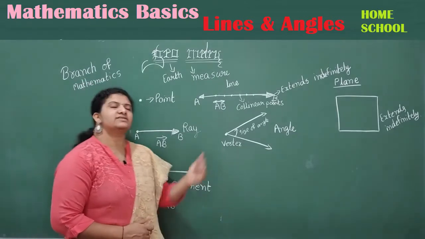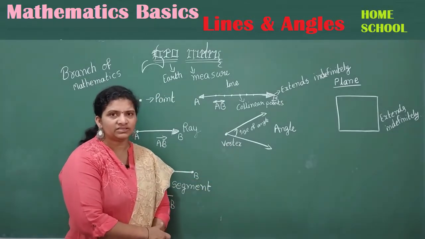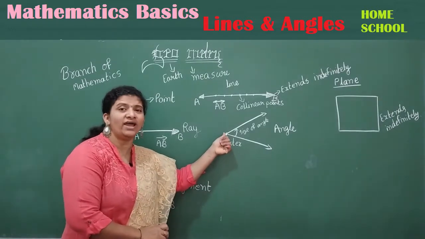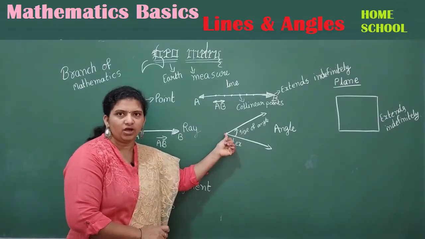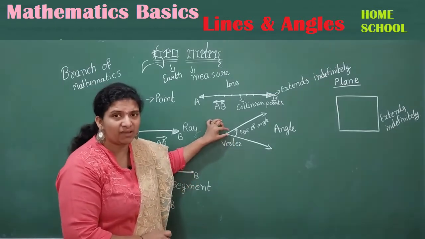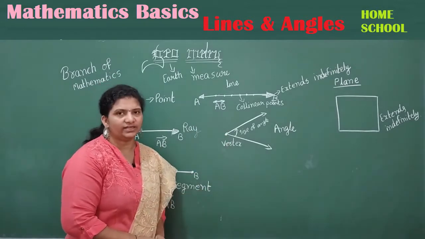Next, coming to your angle. What is your angle here, children? An angle is nothing but it starts from one end point. There are two rays arising from the same end point. This point we call a vertex.